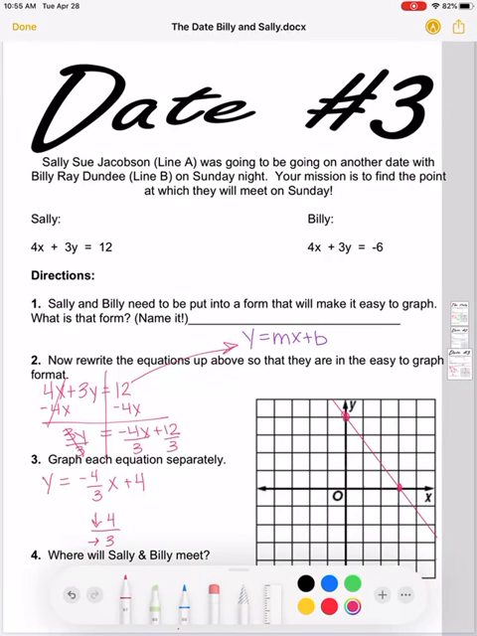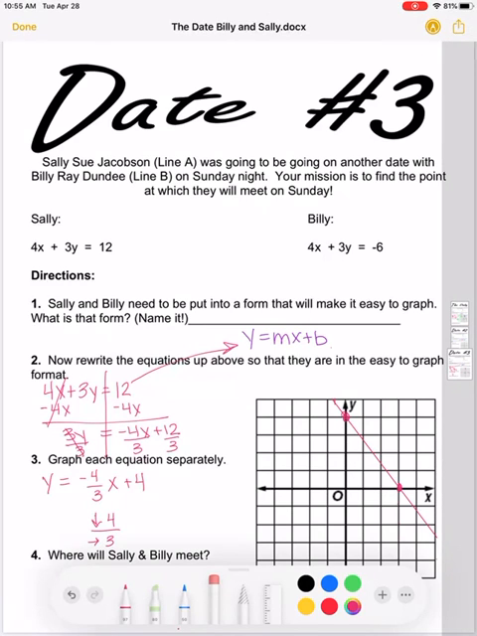There is Sally for date number 3. You're going to repeat the exact same steps that I just did with Sally using Billy's equation and get Billy's graph on there. You can then see where Billy and Sally meet. Again, this answer will not be an ordered pair. Your answer for number 2 will also not be an ordered pair.